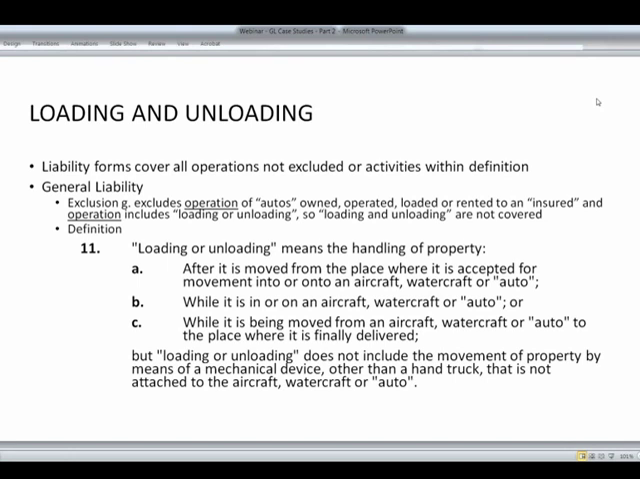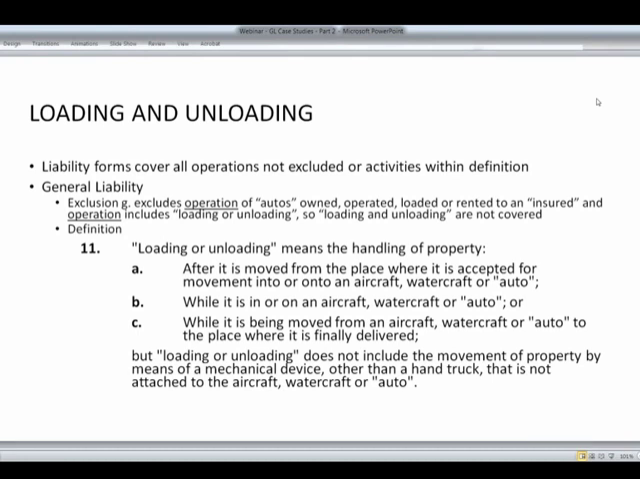The general liability wording, exclusion G, excludes operations of autos owned by, operated, loaned, or rented to an insured, and operation includes loading and unloading. Loading and unloading means the handling of property after it's moved from the place where it is accepted for movement onto or into an auto, while it is on the auto, or while it's being moved from the auto to the place where it's finally delivered.